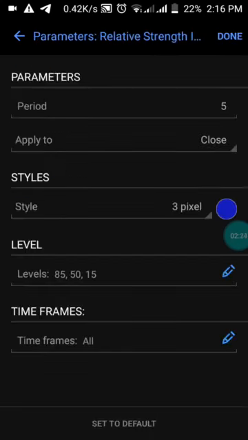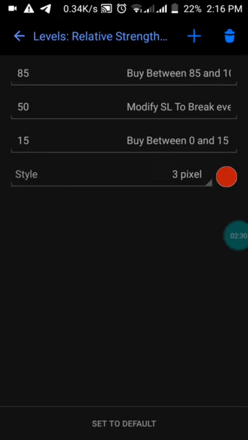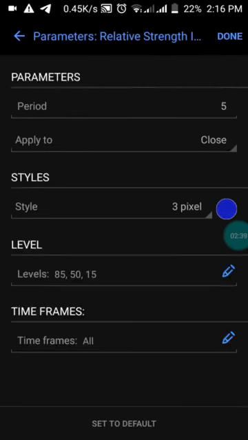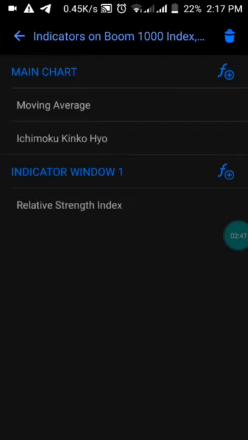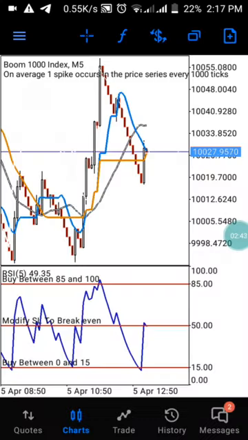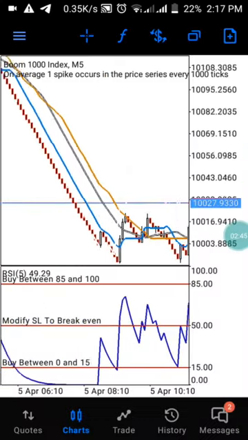So we have the period of 5, we have apply to close, we have style to be in blue color. We have our levels also here. We have our 85 level, we have our 50 level, and we have our 15 level. I have that to be in red color. Then you can press on done. Once you set it up, you will have the same charts I have here.